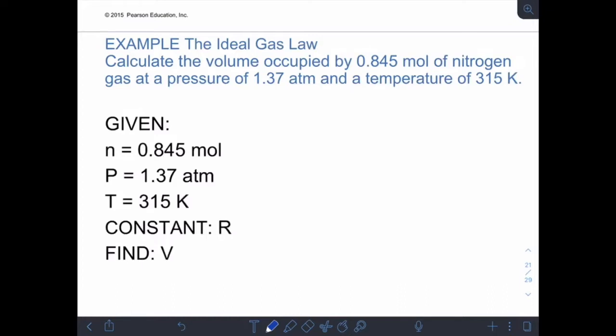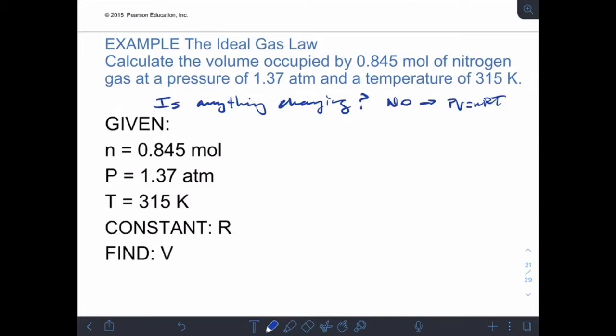Now here's the question. Is anything changing? And the answer is no. We don't have a volume going to another volume, or a pressure going to another pressure, or a temperature going to another temperature, or moles going to another moles. We just have individual values for moles. So if that's the case, you're looking at PV equals nRT to solve your problem.